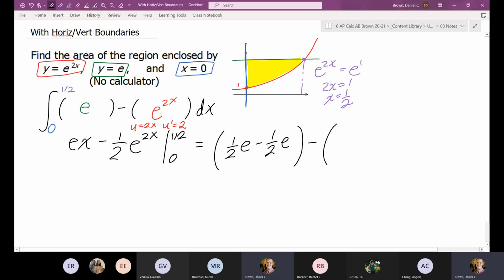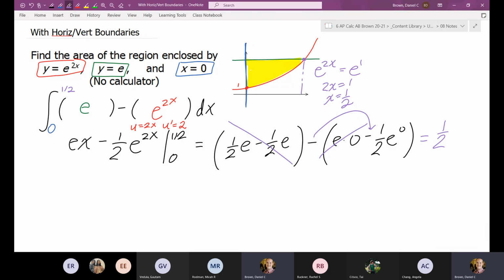Minus, plugging in the bottom, I have e times 0 minus 1/2 of e to the 0th power, 2 times 0. Simplifying it, cancels, distribute the negative. What is the area of that shaded region? Just 1/2. Again, I think it's neat. I'm also a calculus teacher and kind of a dork, but that kind of irregular shape we have, its area is exactly 1/2 units. It is not a triangle. It's related to triangles in some ways, but it does have an exact area of 1/2.